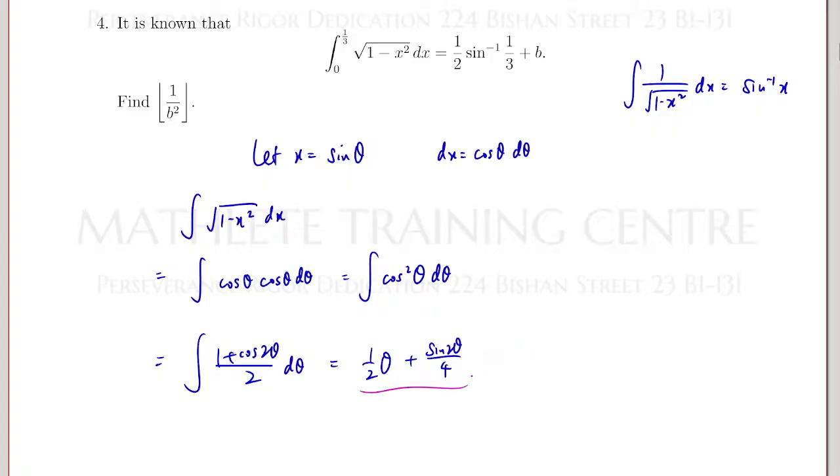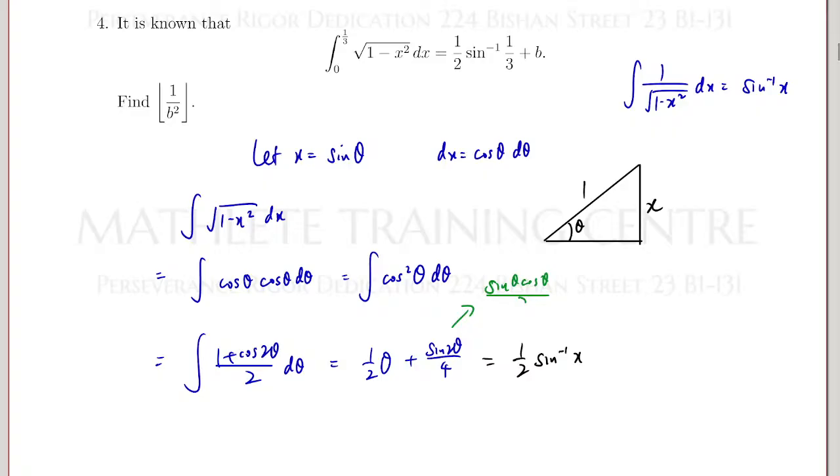Now, how to express this back in terms of x? Well, if x is sine theta, then the relationship between theta and x can be drawn out by a right angle triangle. We get sine theta cosine theta over 2 once you apply the double angle formula. And then you can get cosine theta from the diagram as well, right? Because of the fact that the bottom side is this when you apply Pythagoras' theorem. So then the other expression will be equal to half of sine theta, which is x, and then cosine theta, which is the square root of 1 minus x squared.